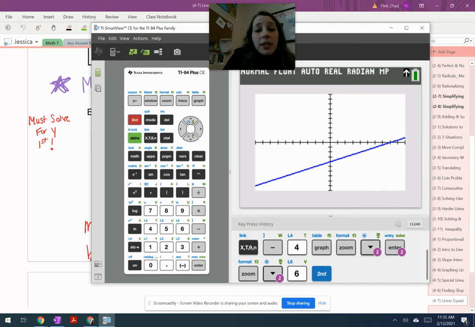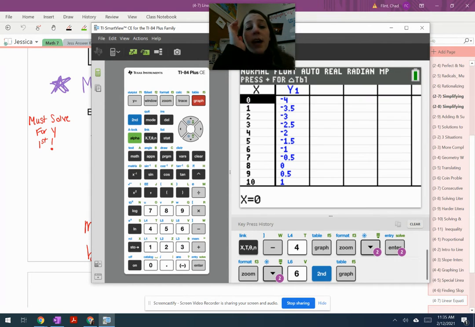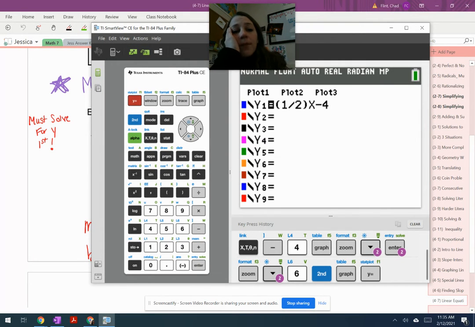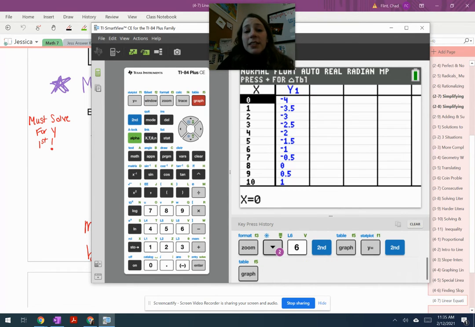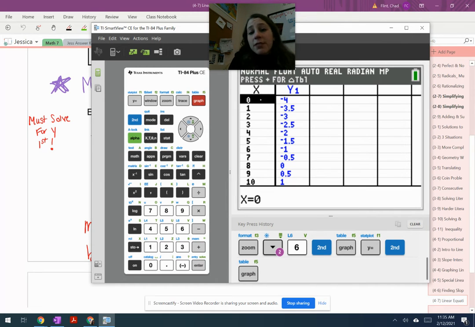The other piece, and this is going to be the most helpful piece, is the table of values. To get the table, you're still plugging the equation into y equals like we did. But this time, instead of hitting graph, you're going to hit second and then graph to get to that table. These table values give me my points, my x comma y. 0 comma negative 4 is a point on that graph, and that makes sense because that's my y-intercept.